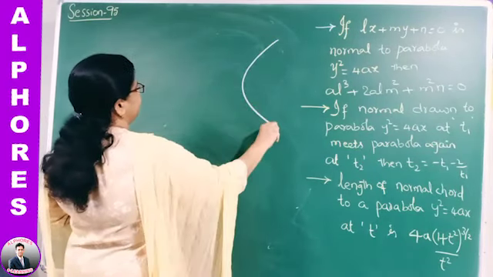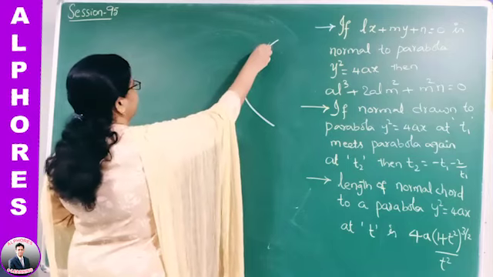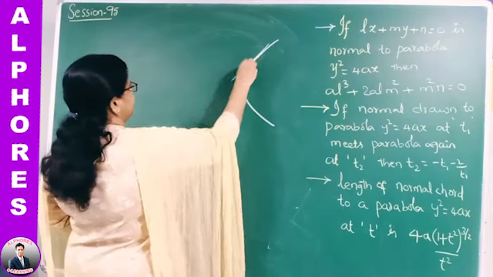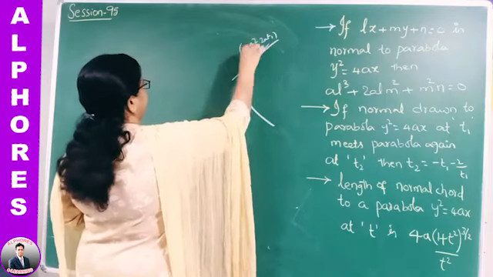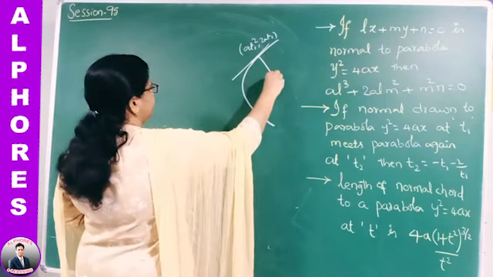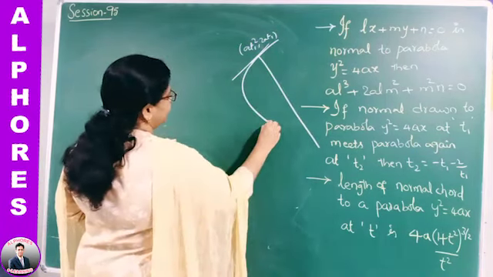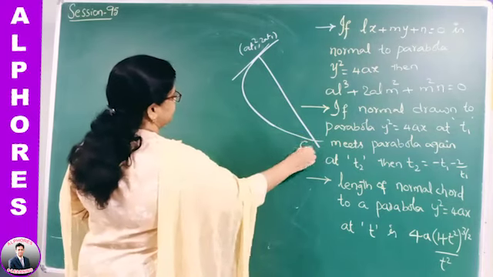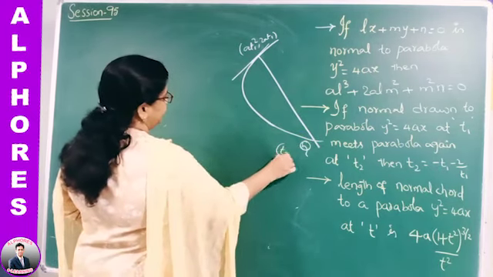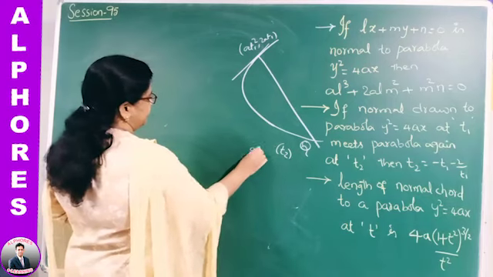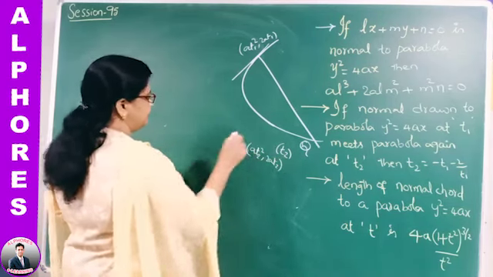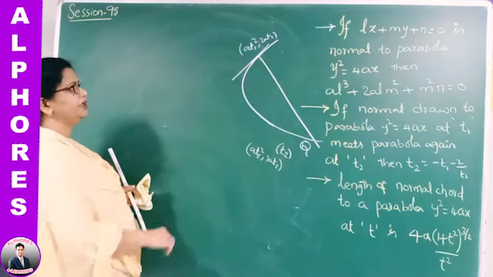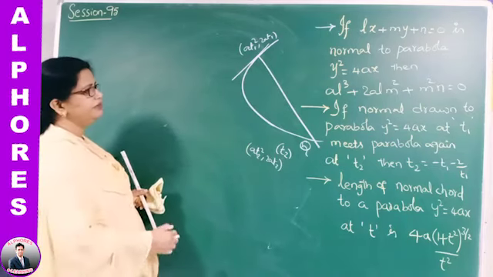Suppose this is the parabola we have taken and the point where the normal is drawn is a t1 square comma 2a t1, and now we are taking the normal drawn at this point. Suppose this is our Q of t2, and we know this is a t2 square comma 2a t2, but what is this t2 value exactly in terms of t1, that we want to know.